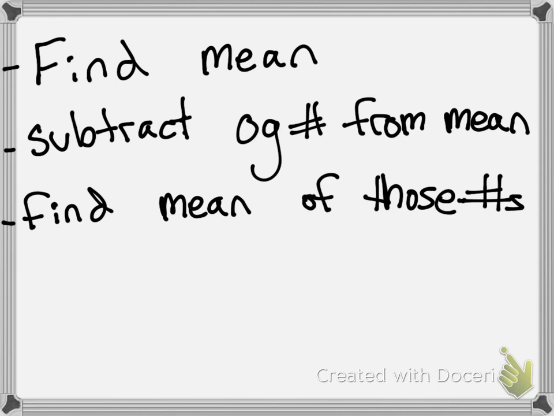All you got to do is you find the mean, subtract the original numbers from the mean, and then you find the mean of those numbers. Essentially, it's mean, difference, mean again. Takes a little bit of time. Yes, it does. But after that, it's really simple when you use your calculator.